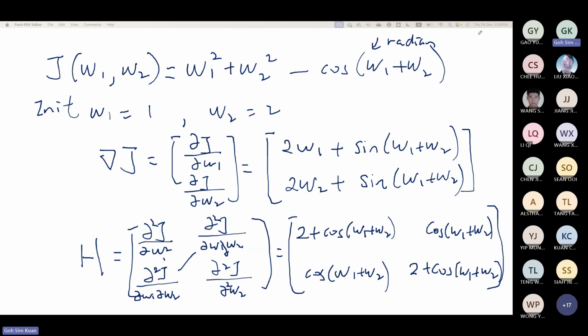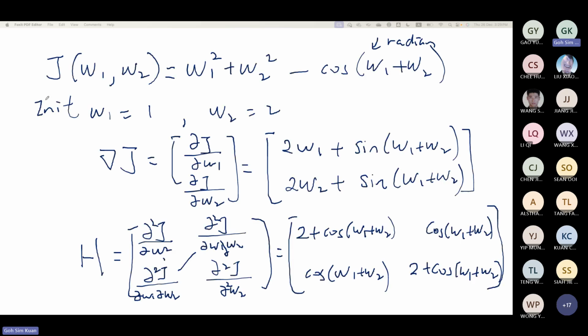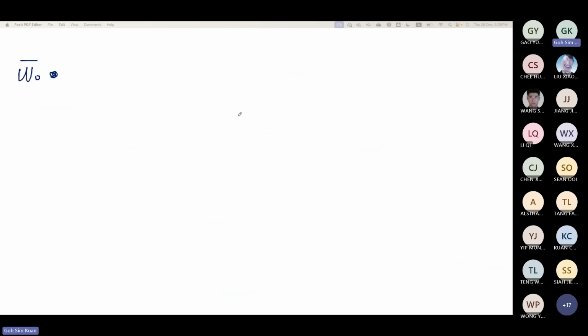Okay, let's try to perform gradient descent for 2 steps. We will somehow turn this calculation into something mechanical, so that you will be able to do it very fast in the final exam. Let's say we start with W0 bar, which is our initial value that we use to initialize W1 and W2. And then we perform gradient descent for 2 steps.